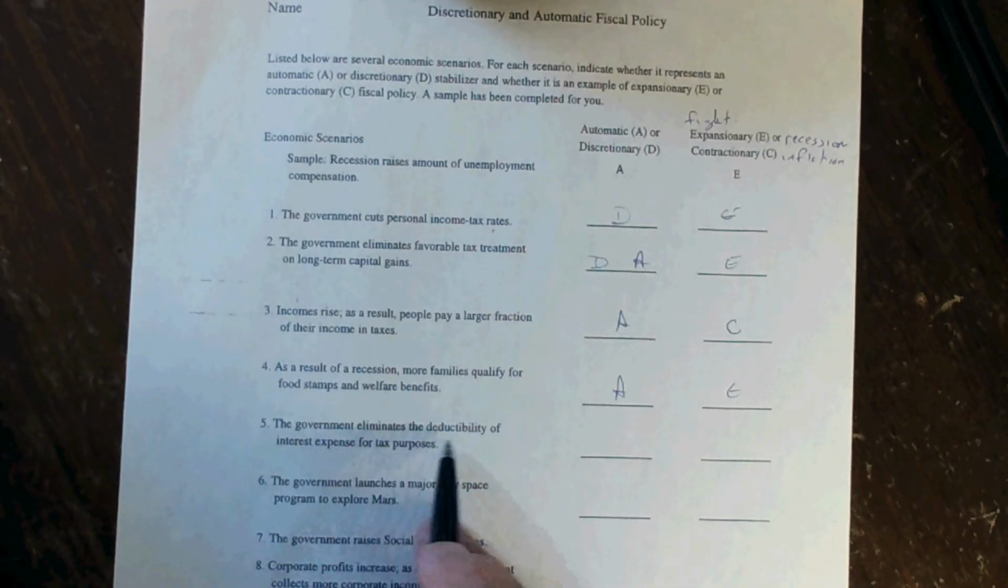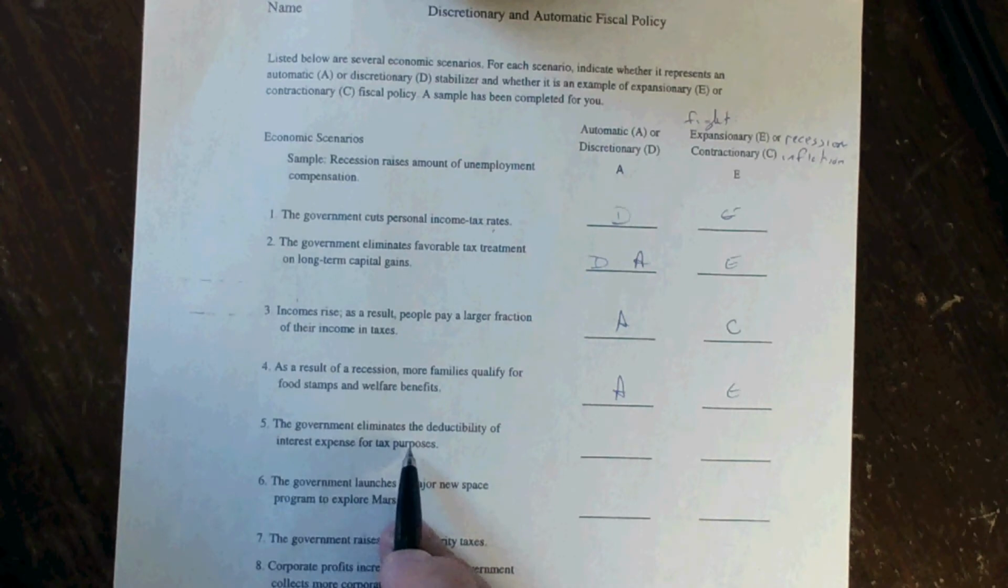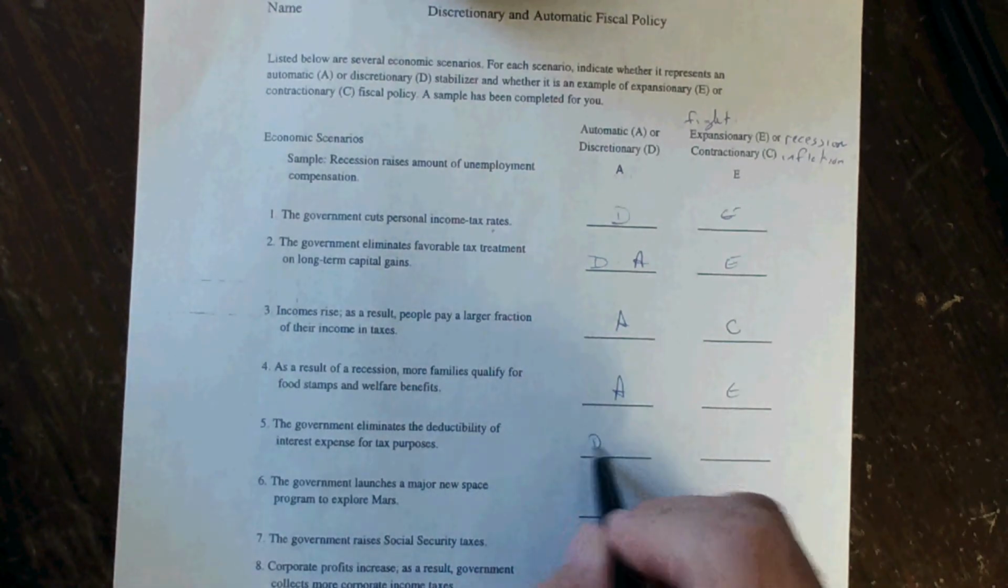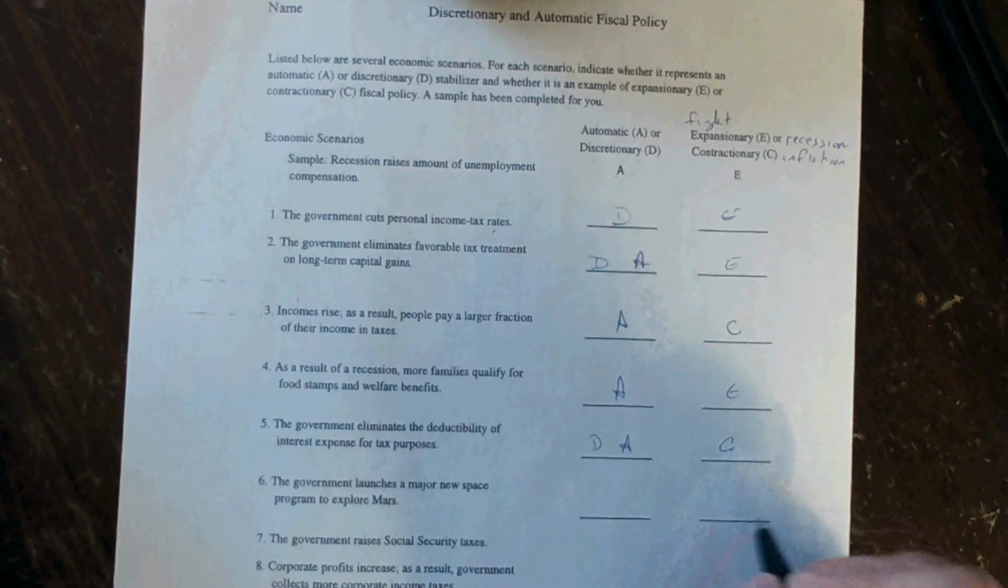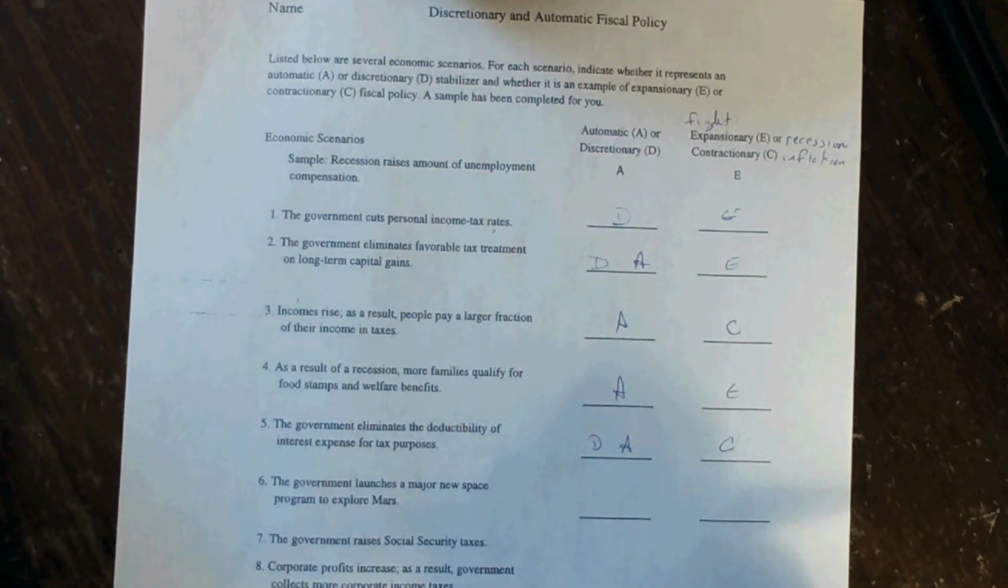The government eliminates the deductibility of interest expenses for tax purposes. Okay, that is in effect a tax increase, and at first it's discretionary, but then in subsequent years you can consider it automatic, and it's contractionary, because disposable income will be falling as a result of an increase in taxes, which would cause consumption to fall, and that's contractionary since consumption is one of the four variables of aggregate demand.